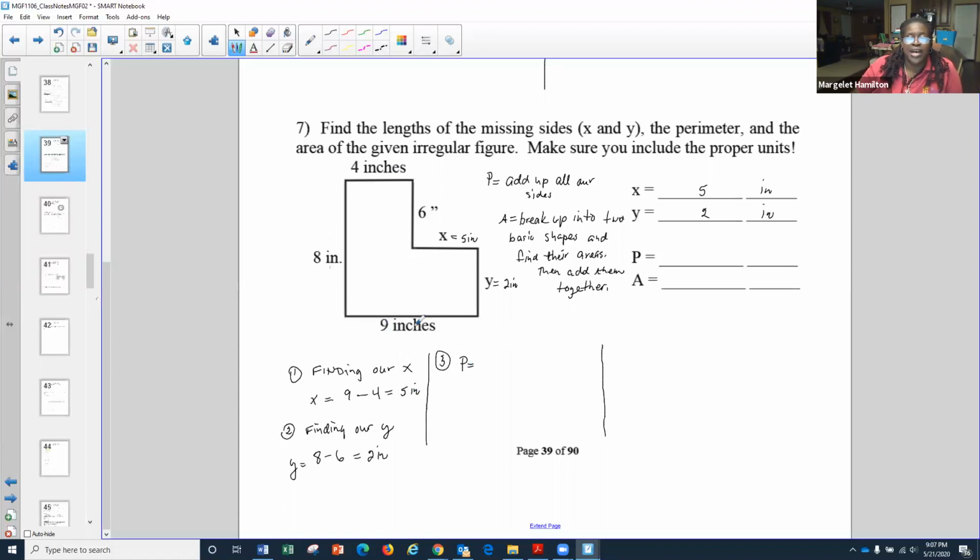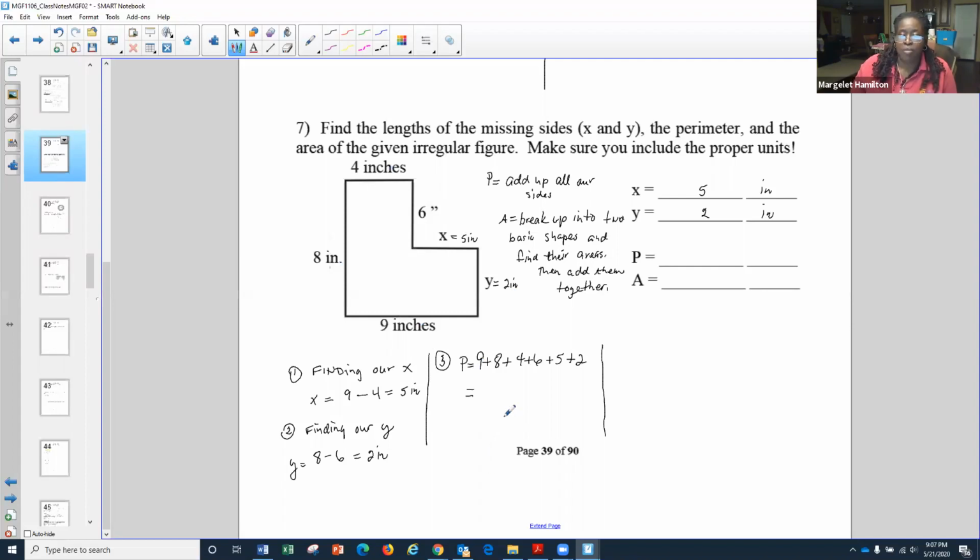Okay, let's start at the 9 actually, and just work our way counterclockwise. 9, plus 8, plus 4, plus 6, plus 5, plus 2. And what I like to do is I count and then go back and count to make sure they match up. 1, 2, 3, 4, 5, 6. Looks like I have everything. Now add these things up.